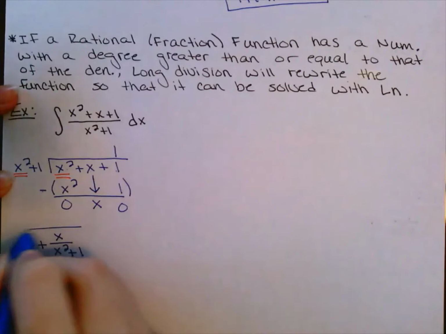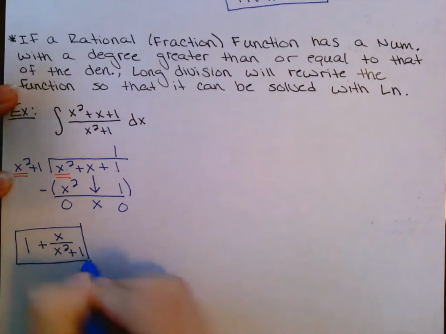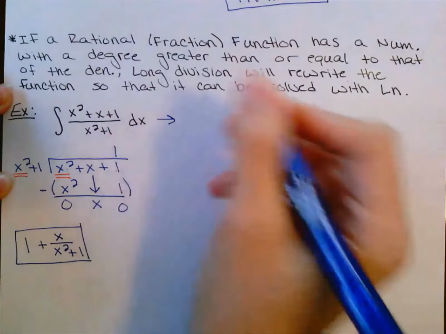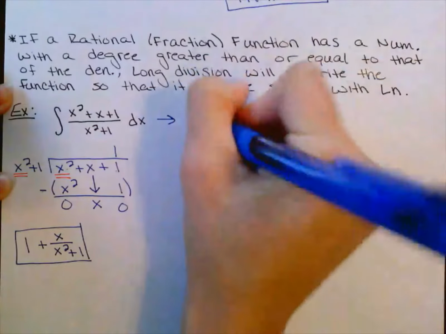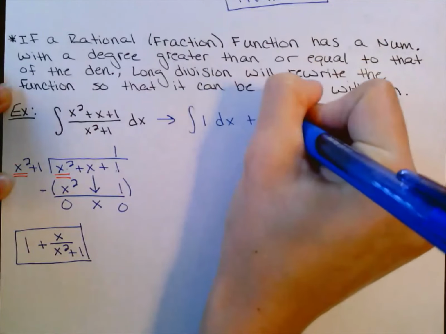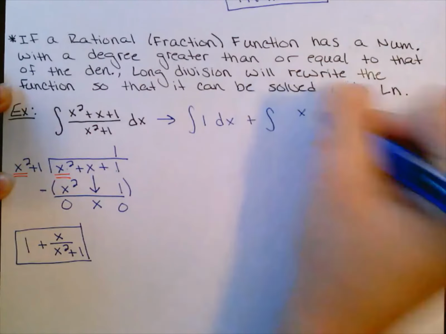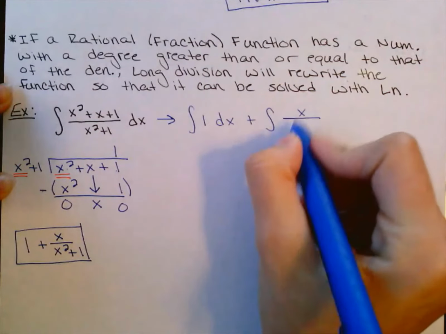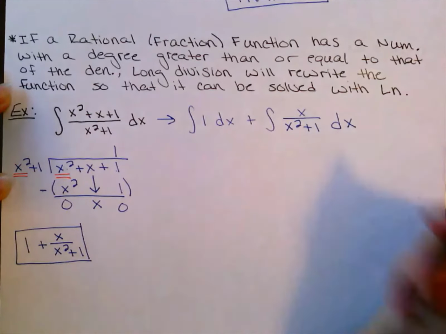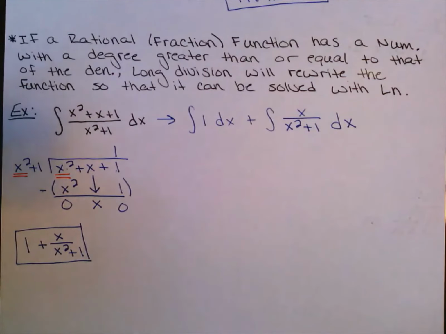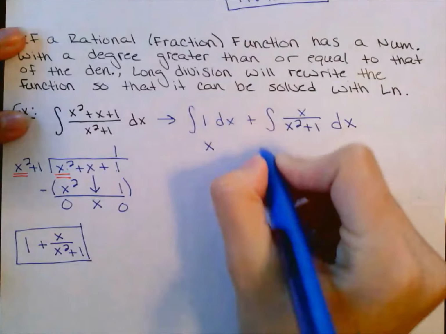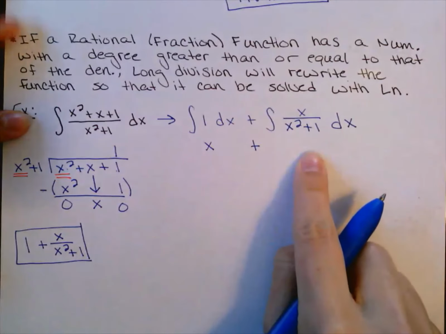Okay, so this is the answer to the division. Okay, not the answer to my integral. So now I'm going to rewrite my integral and say the integral of 1, and I can separate it. I could say 1 dx plus the integral of x over x squared plus 1 dx. Okay? So the antiderivative, the integral of 1 is simply x. That's easy.